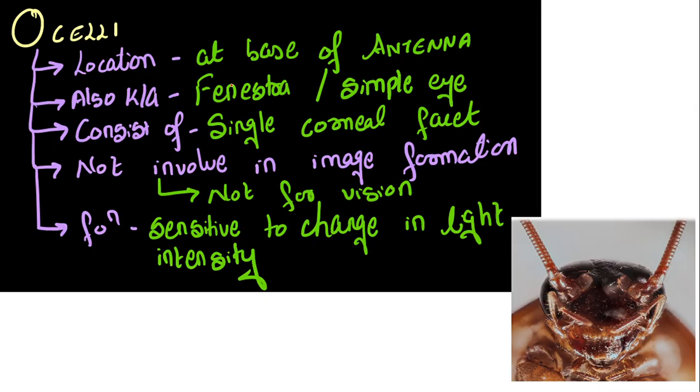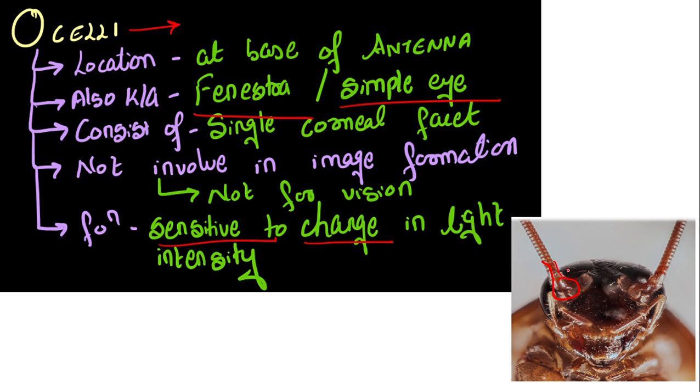Now the last one is ocelli. Ocelli is also called fenestra or the simple eye. Does it have any function in vision? No, it does not have any function in vision. Then what is its function? It is sensitive only towards changes in the light where it is present.